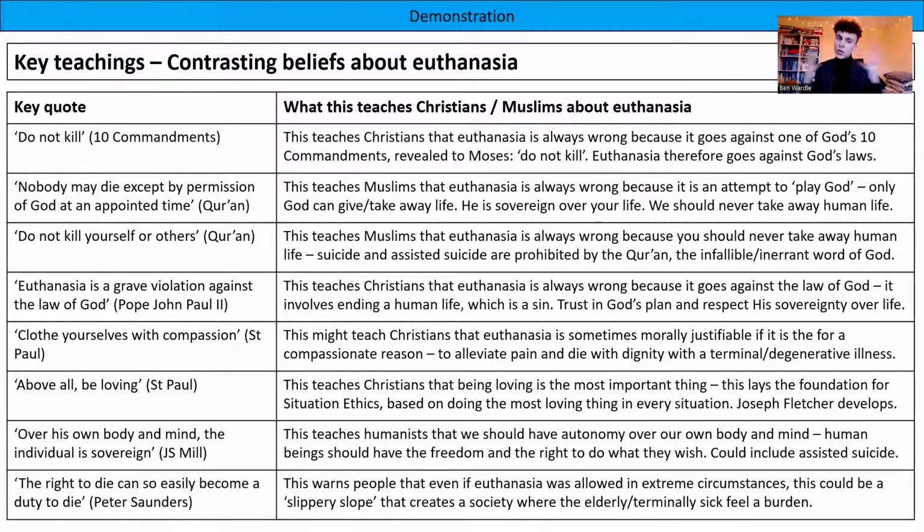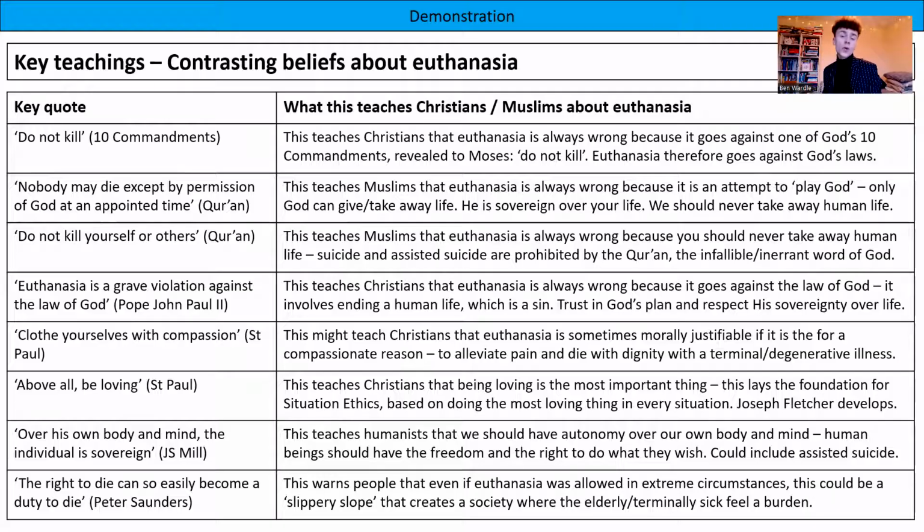The first one, of course, do not kill, is a classic quote for us. And this teaches Christians that euthanasia is always wrong because it goes against one of God's 10 commandments, which of course were revealed to Moses. And this one is do not kill. Euthanasia therefore goes against God's laws. And as I say, there are no exceptions, there are no exemptions to that. The commandment is very clear, do not kill.